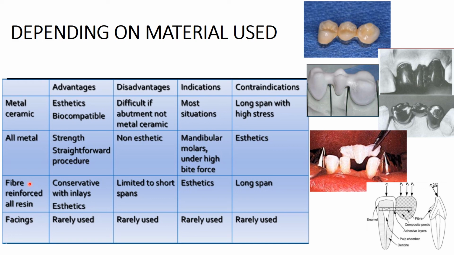And the last one is a fiber reinforced composite Pontic. They are the composite pontics that are fabricated around a resin fiber that provides strength to the prosthesis. So the advantages are that it is conservative, with inlay. So you are using this in conservative procedures, and the aesthetics are also good because you're using composites. Then the disadvantage is it is limited to the short span only. You cannot use this in the long span ones. Indication is where aesthetics is of importance, and contraindication is it cannot be used in long span areas. So this is the classification depending on the material which is used.